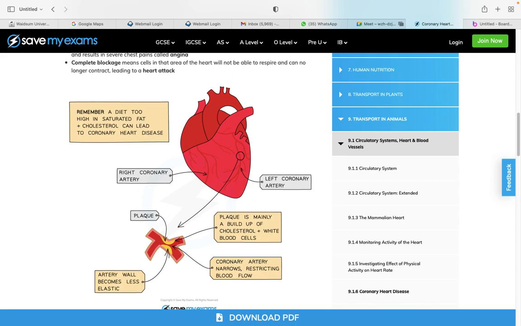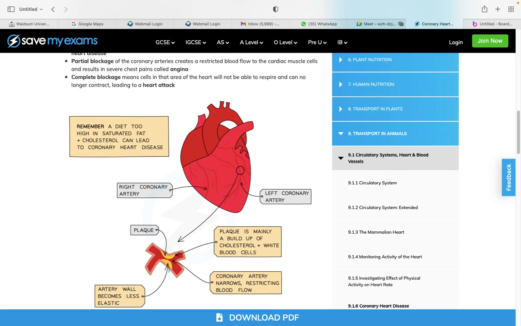So that's that. A plug is mainly a buildup of cholesterol plus white blood cells. This is a plug. Can you take a look at this? This is the artery. The blood is supposed to pass through this easily. Now you see a plug is growing here, right? Artery wall becomes less elastic. See? So it is difficult for the blood to flow here now to the cardiac muscle cells, because this yellowish color is a plug. It's blocking the passageway of the blood and nutrients. So when it's totally blocked, then heart attack will start to happen. Heart failure, heart attack, and so on and so forth. Is that okay?